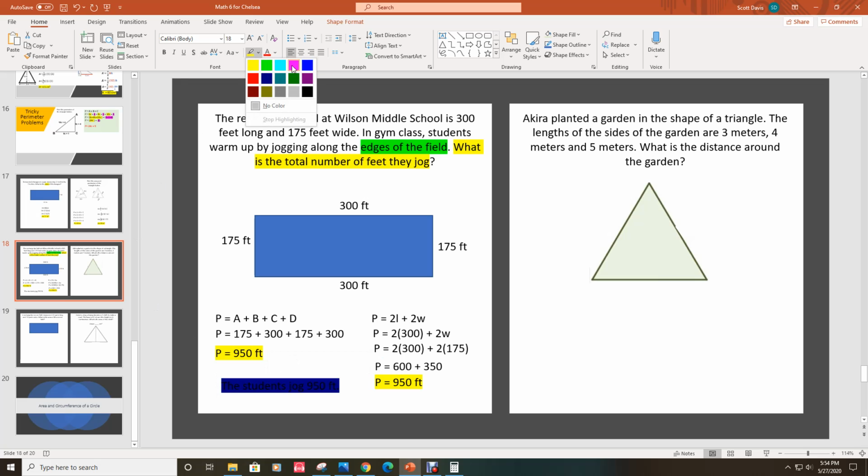Yes, we had to use the perimeter. And yes, that was how we found it. But the word problem asks us, they want to know what's the number of feet these kids are jogging. Not necessarily saying, tell me the perimeter of this rectangle of the field. They want to know how many feet the students jog. So be very careful how you word your answers, because sometimes people pay attention to that because they want to see how closely you're looking at a word problem.